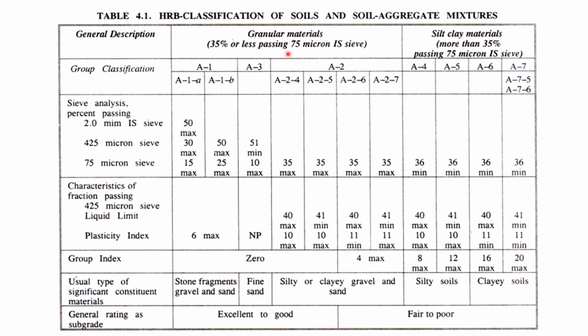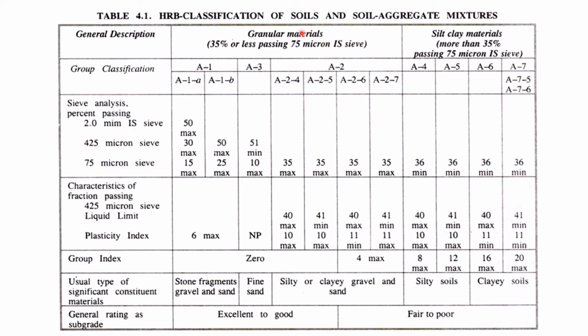अब ये conditions आप देखिए, this condition is going to be divided into three parts, A1, A3, A2, and this is going to be divided into four categories, A4, A5, A6, A7. Group classification. Okay. Now we can see here the A1 group has been divided further into two subgroups, A1A, A1B, and here A2 into four subgroups, A24, A25, A26, A27. Here A7 has been further classified into two groups, A75, A76.